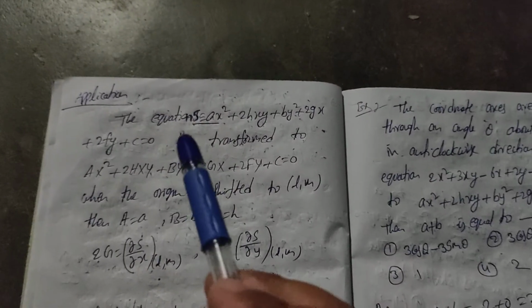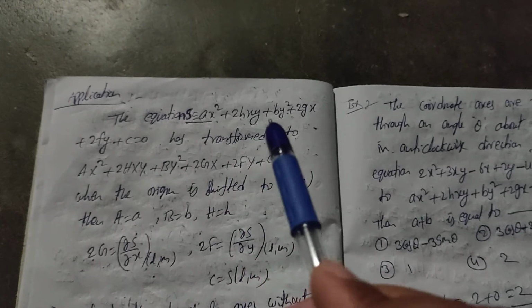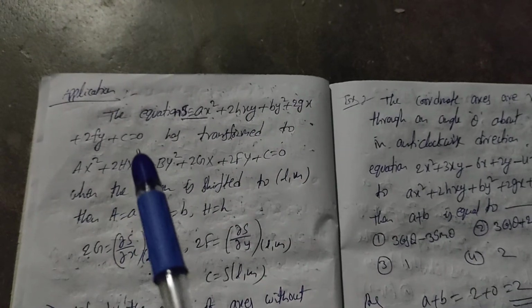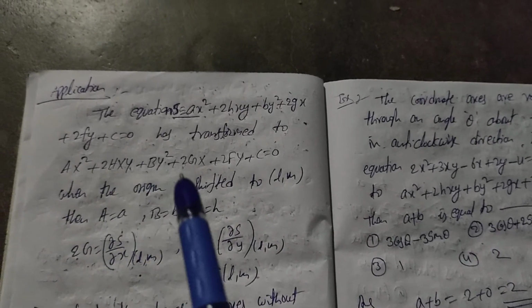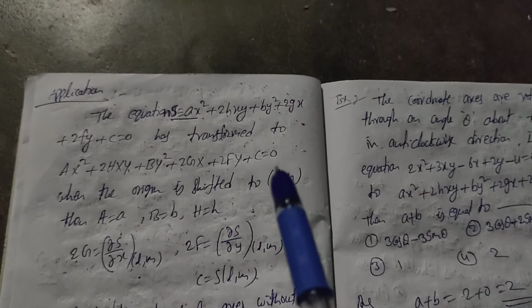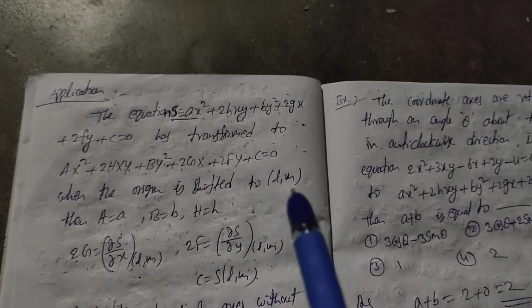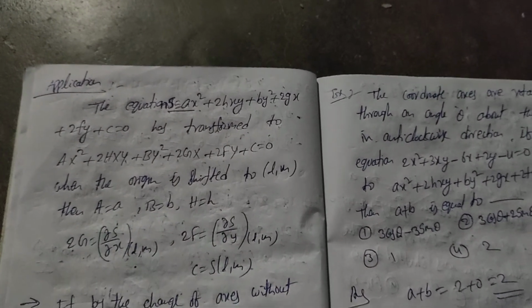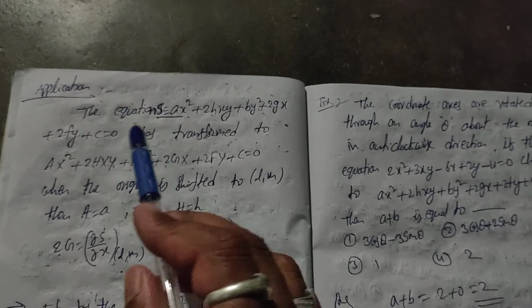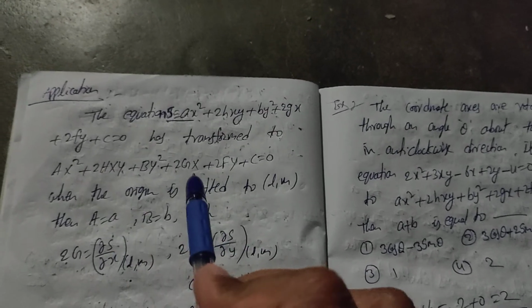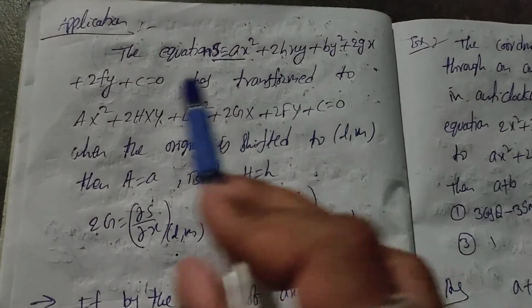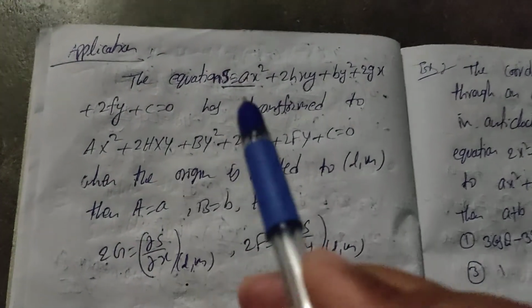Next one, application. The equation S equal to ax square plus 2hxy plus by square plus 2gx plus 2fy plus c equal to 0 has transformed to a different equation when the origin is shifted to (L, M). These are the conditions we have to remember. That means when the origin is shifted to some point (L, M), this equation becomes to this equation.